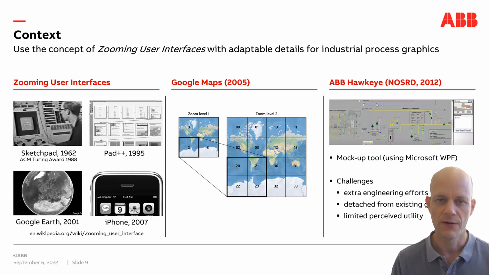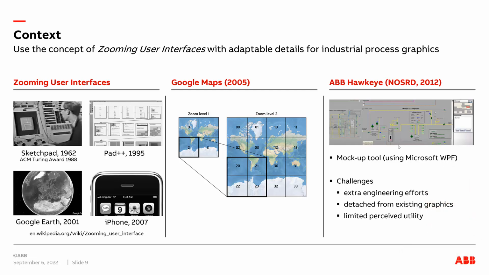At ABB, we also have a prototype for zooming process graphics, which dynamically adapts the level of detail depending on the zoom level. This was built already 10 years ago as a mock-up tool, as a visual demonstrator. However, the problem was that these process graphics had to be manually engineered by hand on different zoom levels. So we had extra engineering efforts. It was completely detached from our existing process graphics, so it's very difficult to retrofit existing plants. And back then it had also limited perceived utility.